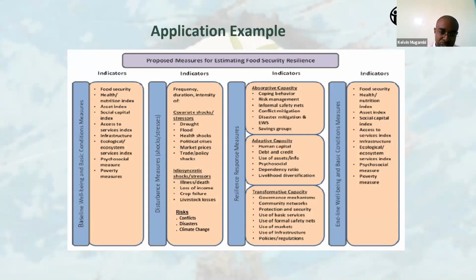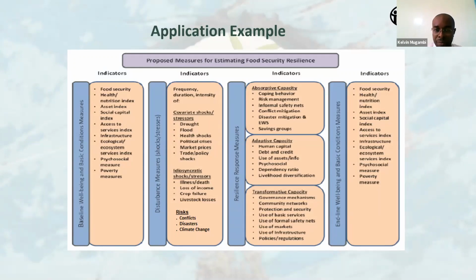Last but not the least, at this disturbance measure is also the risk. Which risks exist at the community level that affect the resilience of this particular community or household? We could also gather indicators around conflict, disasters, as well as negative impacts of climate change. So from the disturbance measures, we then look at the response measures. Here is the heart of resilience, where we look at indicators that help these communities to cope, or rather to bounce back to their normal state.